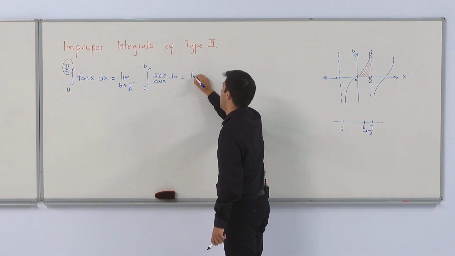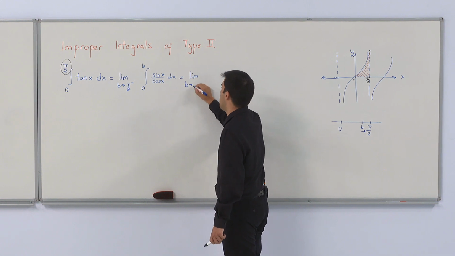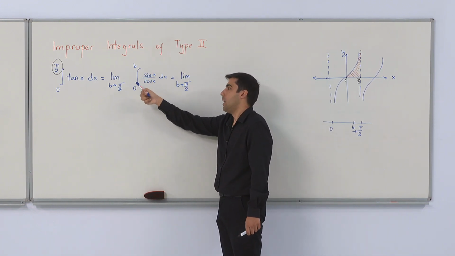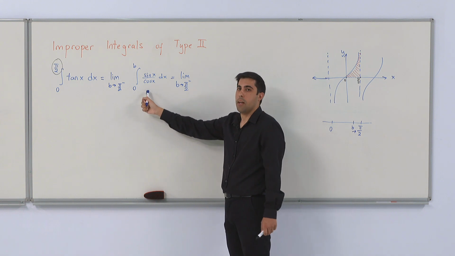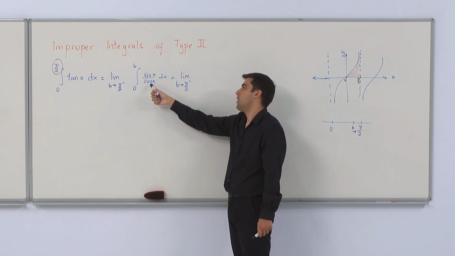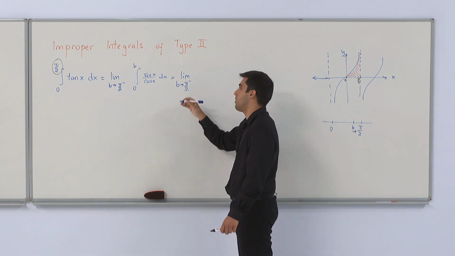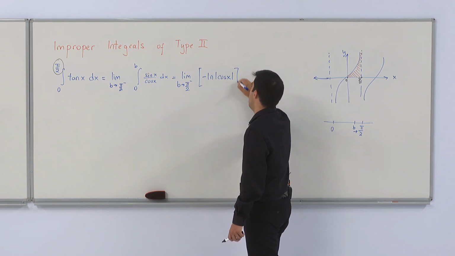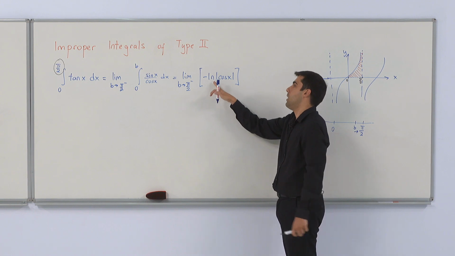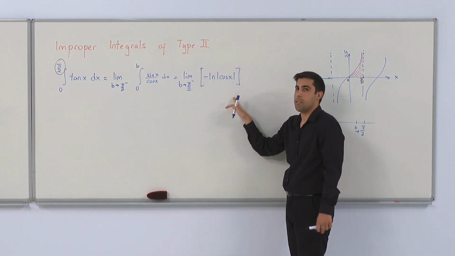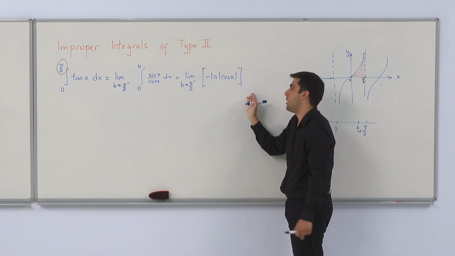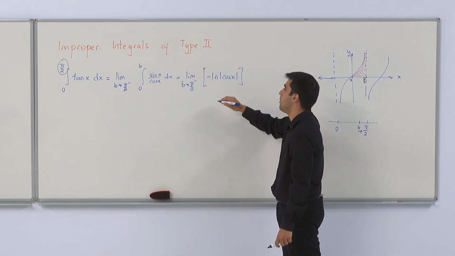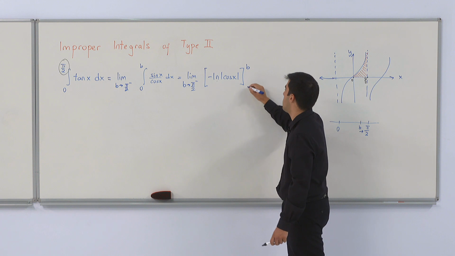Okay. Now let's calculate the integral by keeping the limit over here as b goes to pi over 2 from the left. The integral of tangent of x can be done by substitution. You can substitute u for cosine and do the substitution, which will give you minus ln of cosine of x. Why? Because the derivative of ln cosine x is 1 over cosine times the derivative of the inside, which is minus sine. The minus sign cancels, so you have sine over cosine, which is tangent. And the upper limit is b, and the lower bound is 0.